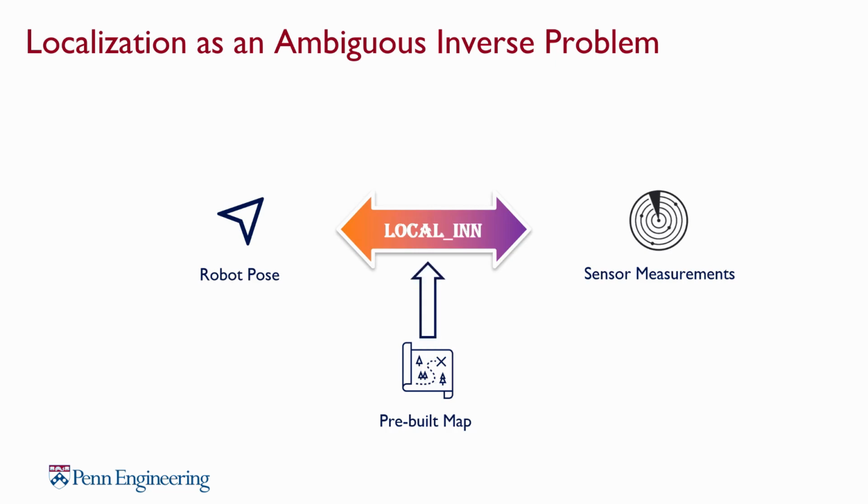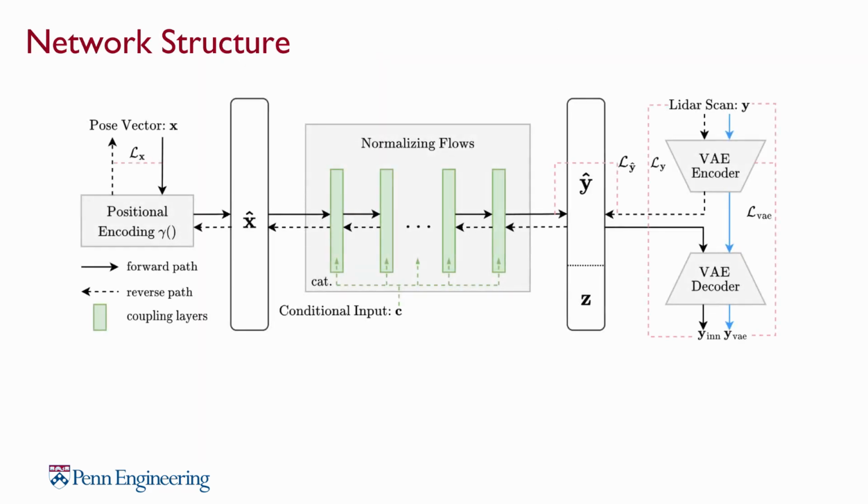It stores the map data implicitly inside the neural network. It outputs uncertainty estimation from the neural network, and is capable of learning and providing localization for complex environments. We learn a bijective mapping between the poses and LiDAR scans with a series of invertible transformations.